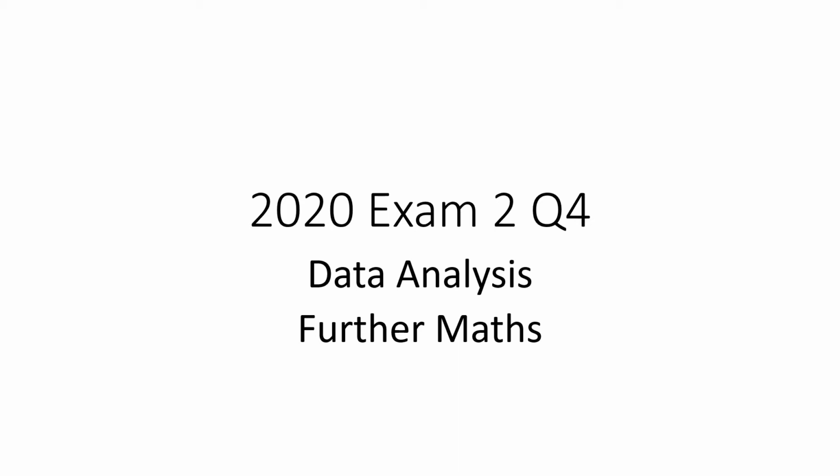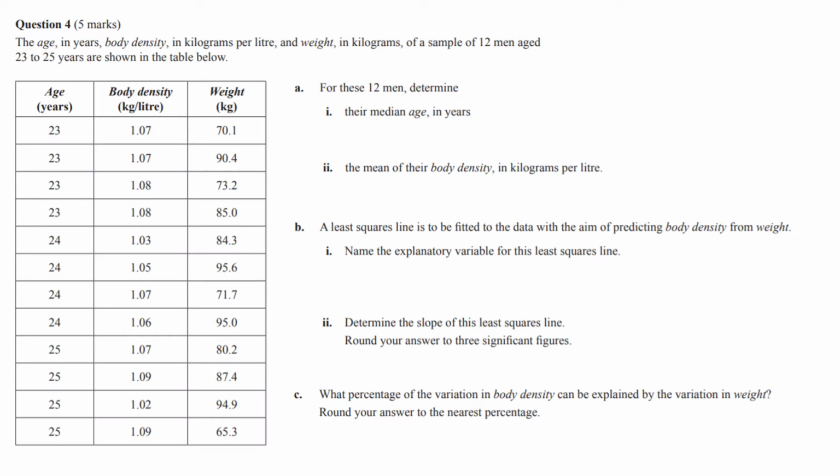2020 Exam 2, Question 4, Data Analysis. Looks like we actually have to get the calculator out. I put all this data into list 1, list 2, and list 3. The first one is the median age in years. That's not hard to work out.